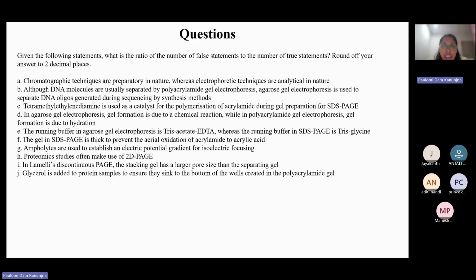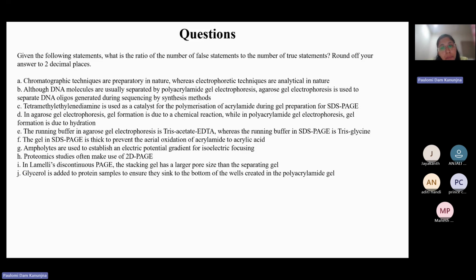Next, in agarose gel electrophoresis, gel formation is due to chemical reaction, while in PAGE, gel formation is due to hydration. Next, the running buffer in agarose gel electrophoresis is TAE or tris acetate EDTA buffer, whereas the running buffer in SDS page is tris glycine. Next, the gel in SDS page is thick to prevent the aerial oxidation of acrylamide to acrylic acid. Next, ampholytes are used to establish an electric potential gradient for isoelectric focusing. Next, proteomic studies often make use of 2D page.